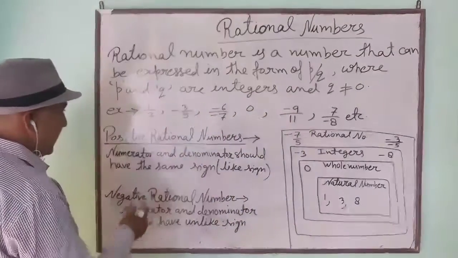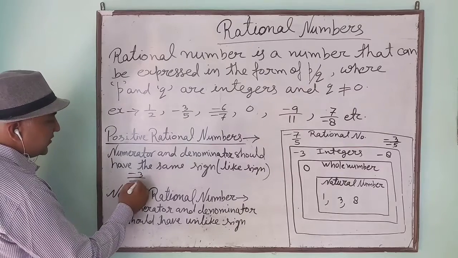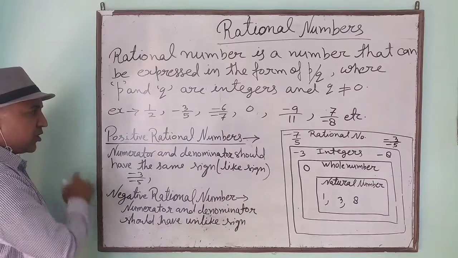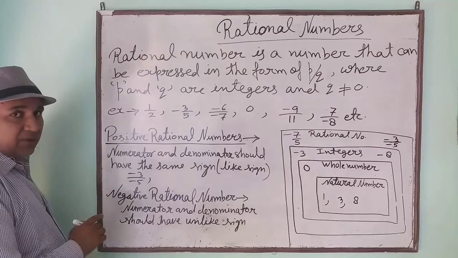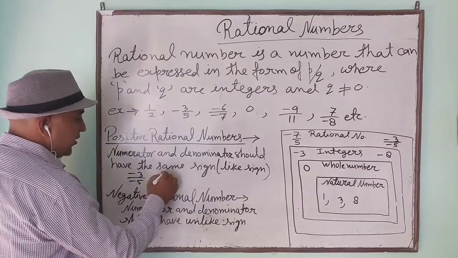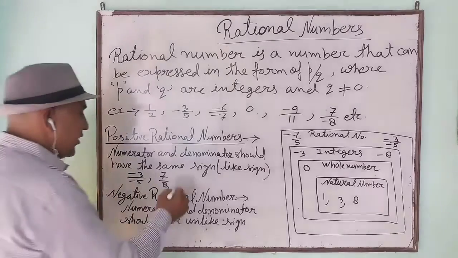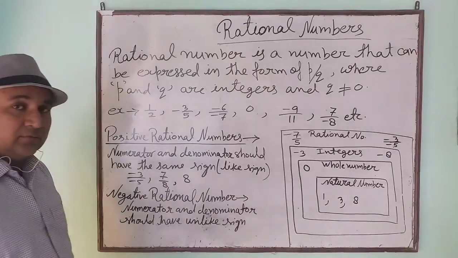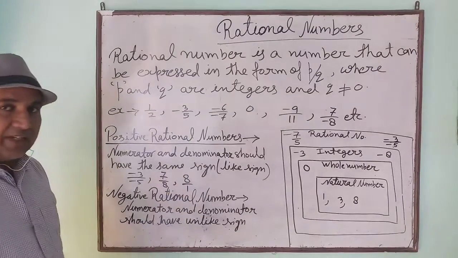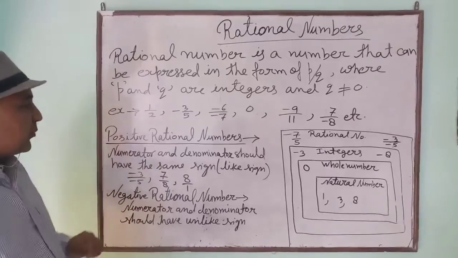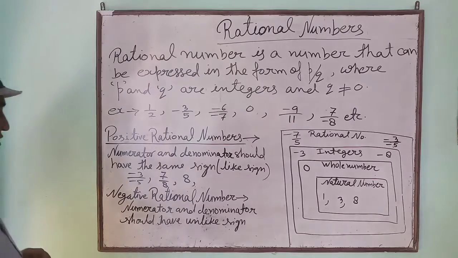See the examples. First I am giving the examples of positive rational numbers. See, minus 3 upon minus 5. This is a positive rational number because minus and minus will cancel each other, and 3 by 5 will remain. That is why this is positive. If you write 7 by 8, this is also a positive rational number. If you write 8, you know 8 is a rational number because it can be expressed in the form of 8 upon 1. That is why it is also a positive rational number. Understood everybody? Okay.